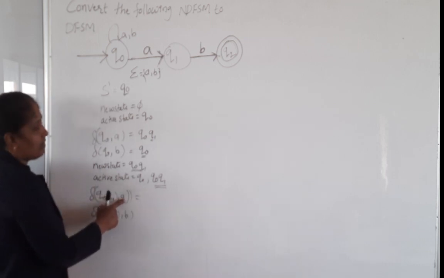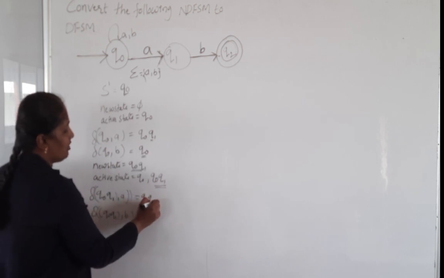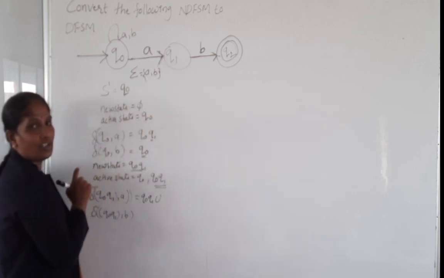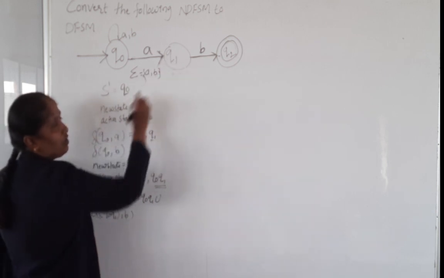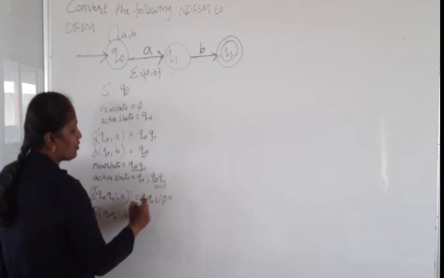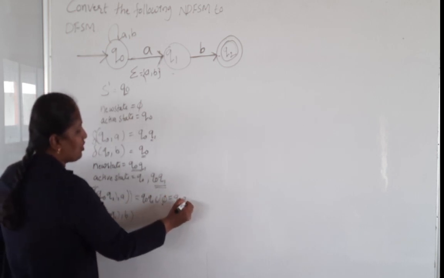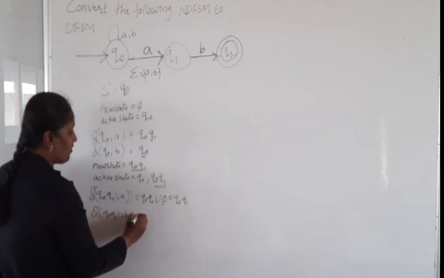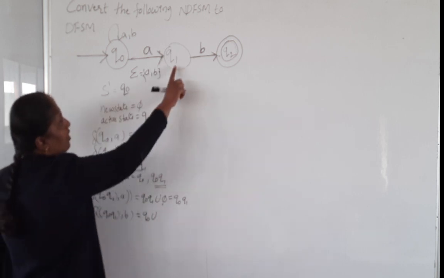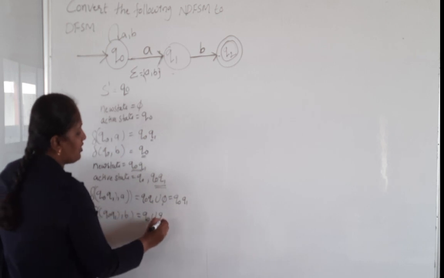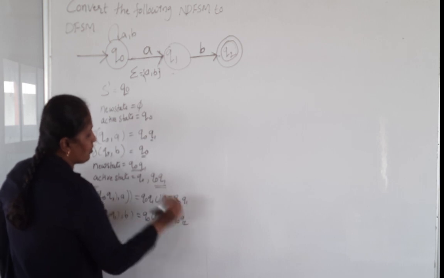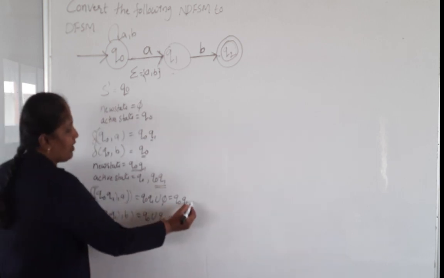So Q0 of A, where do I reach? I reach Q0, Q1. Union, Q1 of A I should check. For Q1 of A, are there any transitions for input symbol A? No, there is no transition, so I will write null. So finally what I get is Q0, Q1. Next, Q0 of B. Q0 of B has a self loop, so I will write Q0 here. Next, Q1 of B. Where do I reach? I reach Q2. So Q0 union Q2, what I get is Q0, Q2. Okay, so now I have two states.